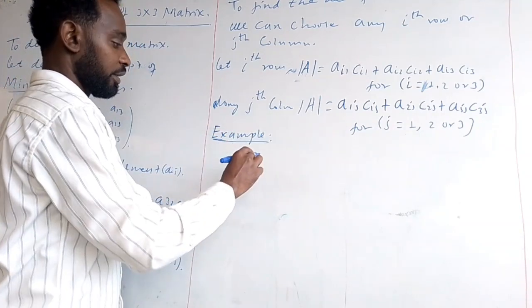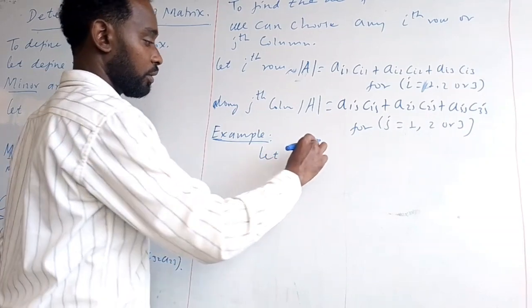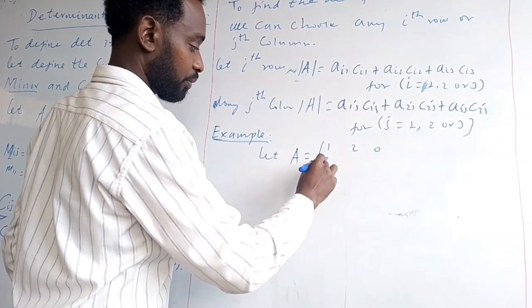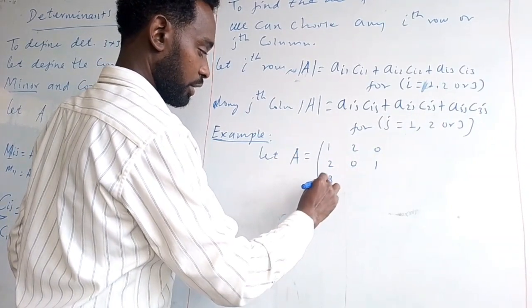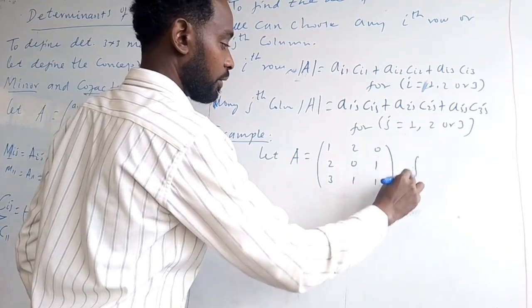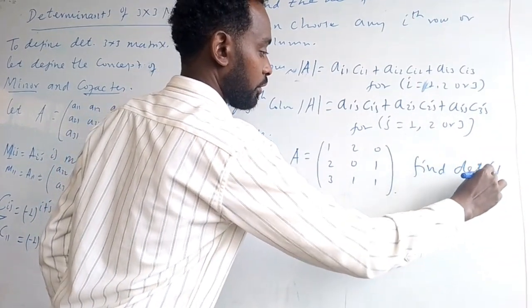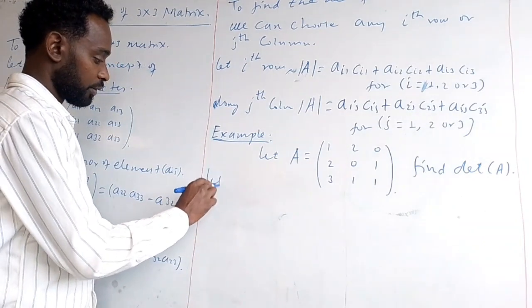Let's see this by using an example. Take the matrix A with first row 1, 2, 0, second row 2, 0, 1, and third row 3, 1, 1. This is a 3 by 3 matrix. Now for this matrix, let's find the determinant of A.